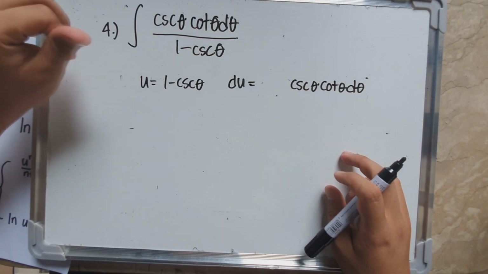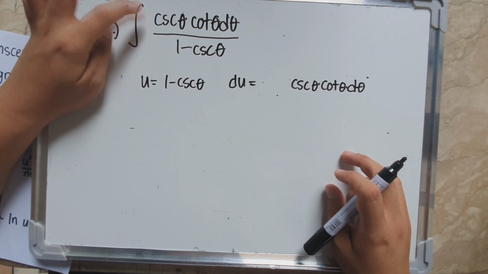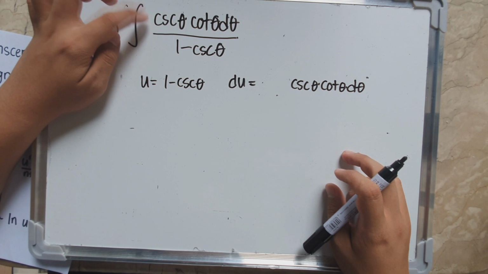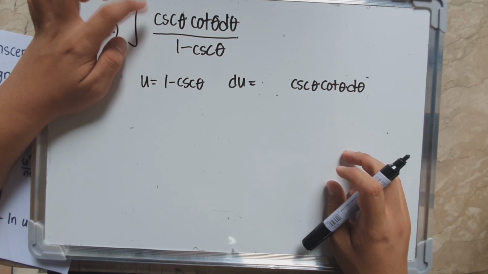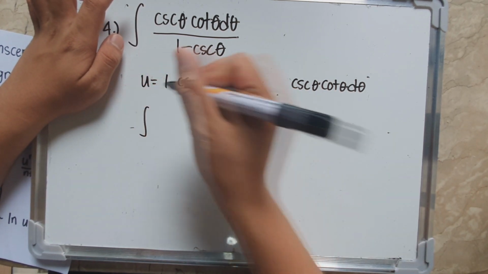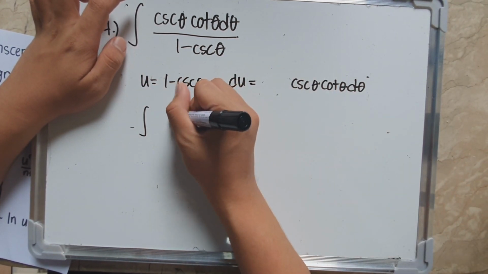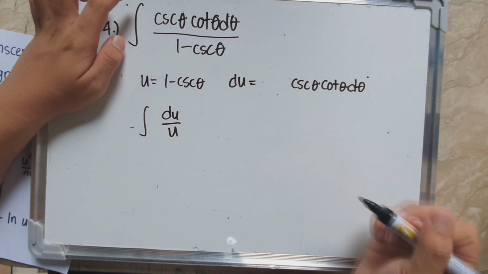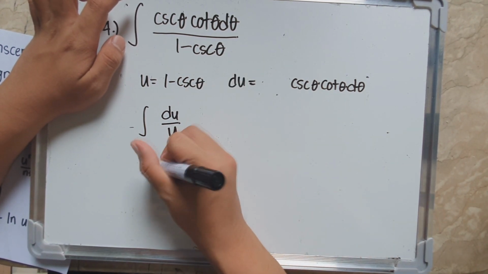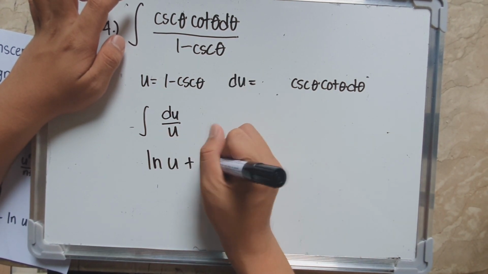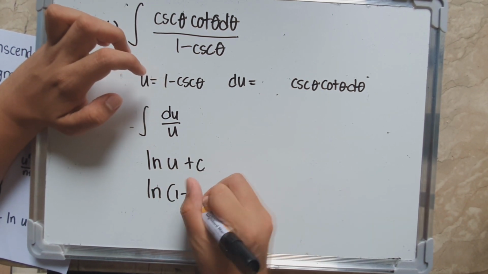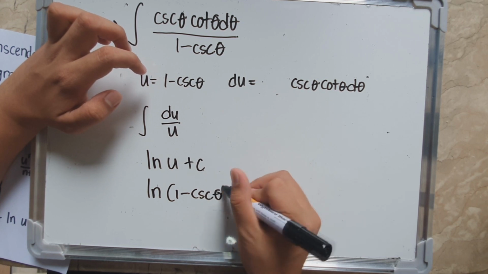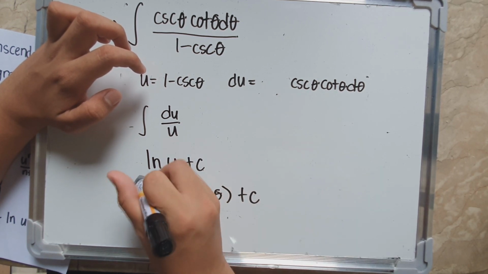And if you try to check, very good, we have the direct derivative of the u. So this is now du all over u. The integral of du over u, that is ln of u plus c. What is the u? The u is 1 minus cosecant theta, plus c.